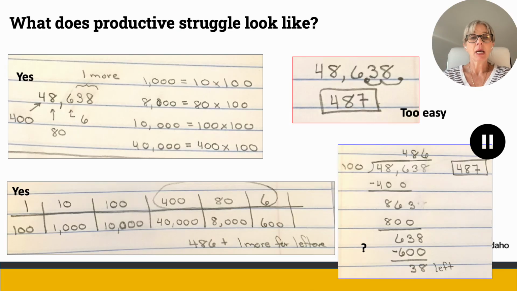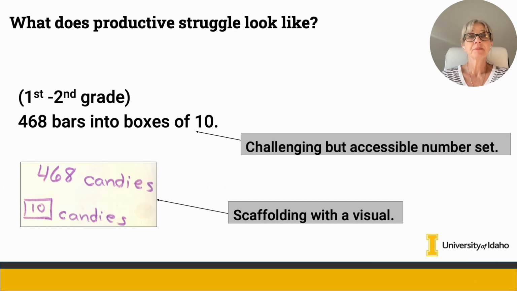Take a minute to press pause and take a look at the solution methods for the first problem. Think about what productive struggle looks like. Are some of these going to be too easy? Do they show a level of understanding that the kids should have? So let's take a look at this problem. What does productive struggle look like? It needs to be challenging, but it also needs to be an accessible number set. And then we can scaffold with a visual.